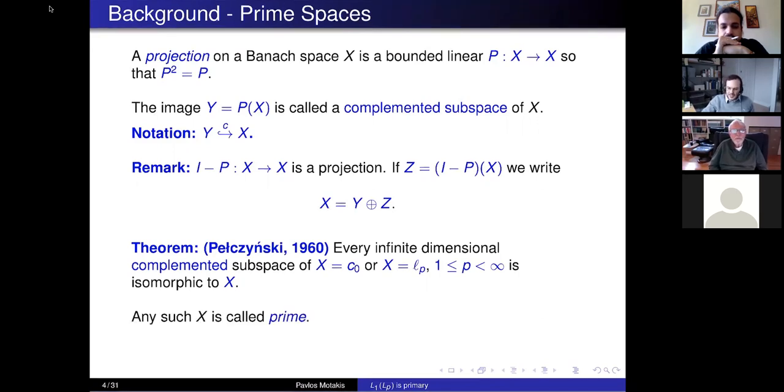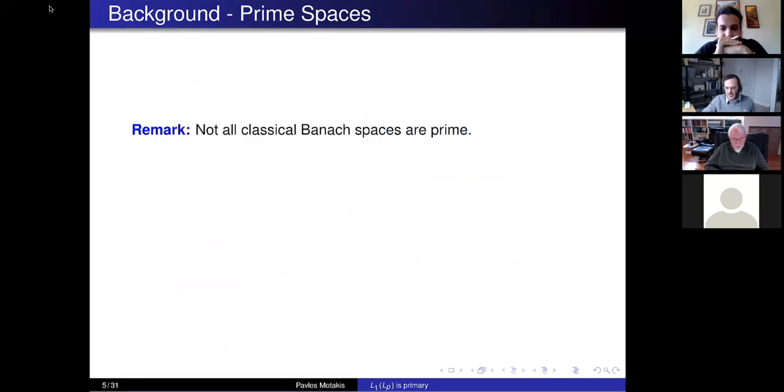So a little bit later, oh, sorry, I skipped the slide. Very important: a Banach space with the property that every infinite dimensional complemented subspace is isomorphic to the whole space is called a prime space. It was slightly later proved by Lindenstrauss that the space little l infinity is prime. So at this stage, what was known is that all classical sequence spaces, so c0 and the little lp spaces, either separable or non-separable, are prime spaces. All the complemented subspaces that are infinite dimensional are isomorphic to the ambient space.